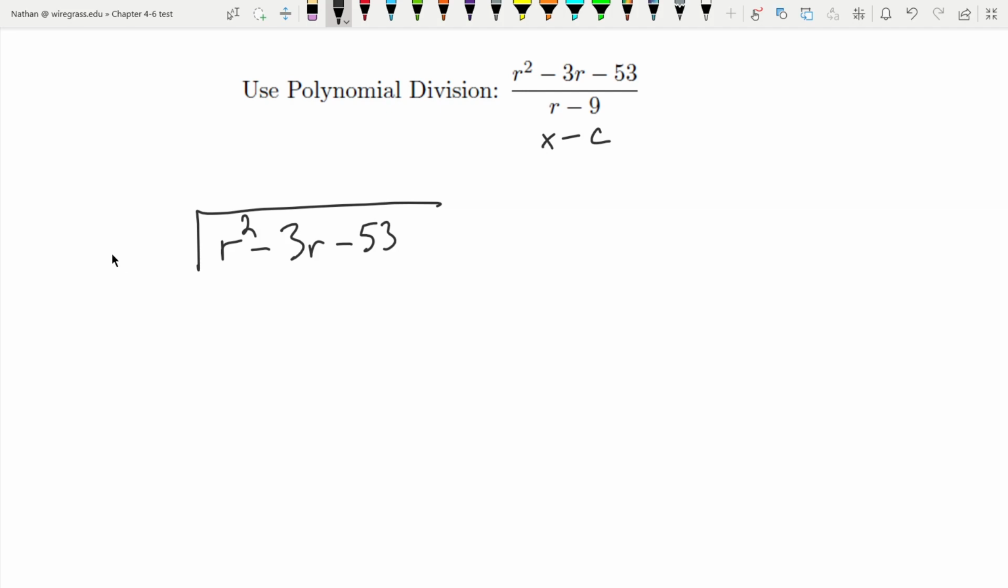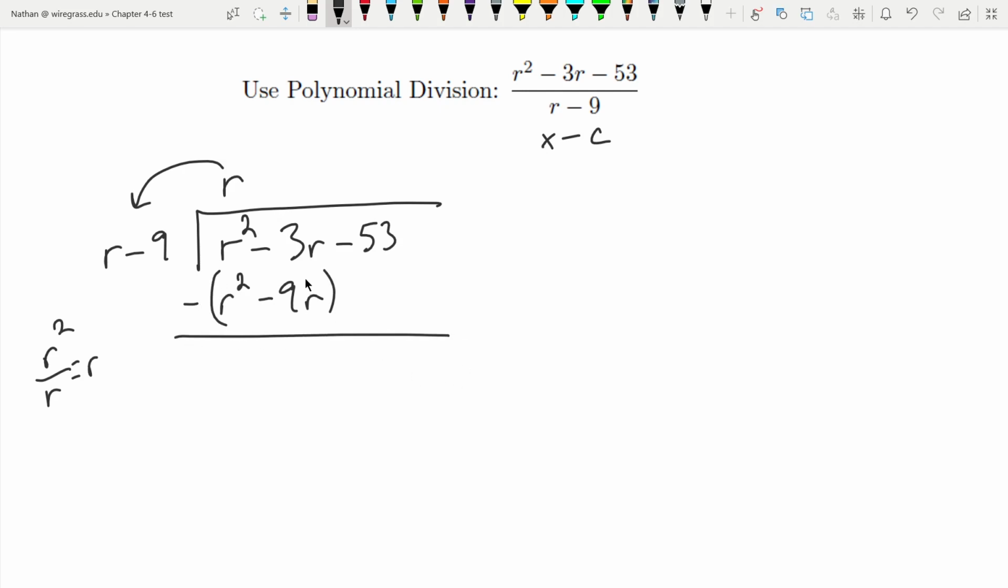And then we're dividing it by r minus 9. So we're going to look at the first terms, r squared and r, and divide those. That gives us r. So that's going to be the first part of our answer. And then you distribute this into what you had. So r times r minus 9 is r squared minus 9r. You can see I lined up the like terms. Now I can subtract and go from there.